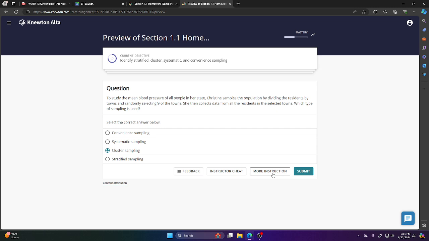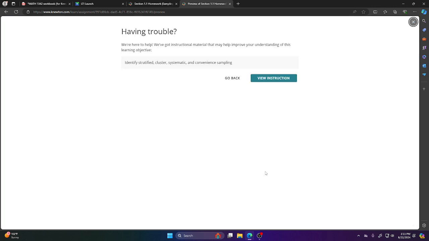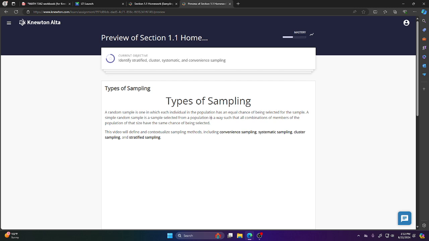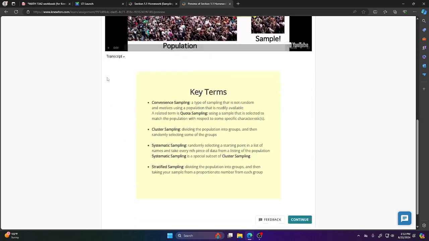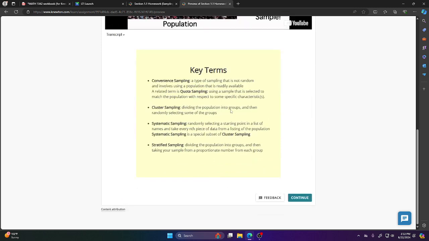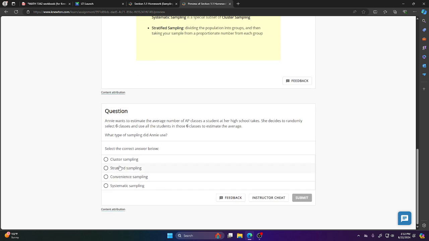But more instruction. I want to click this instead. Let's say I just don't know what's going on with this guy. More instruction. And they're like, hey, are you sure? Yeah, I'm sure. And so they got videos, they got all this text, and they got this stuff, which I think is the most important right there. So it gives you more stuff when you click it. So continue, and then it asks you a very similar question.